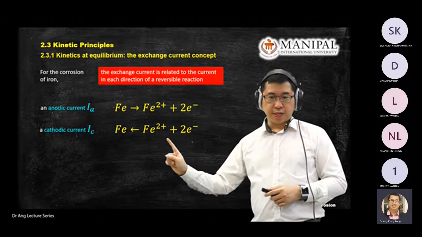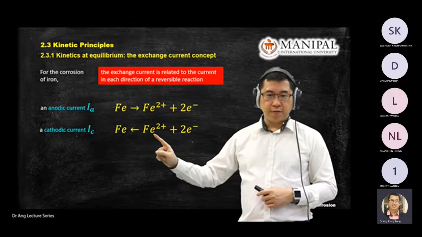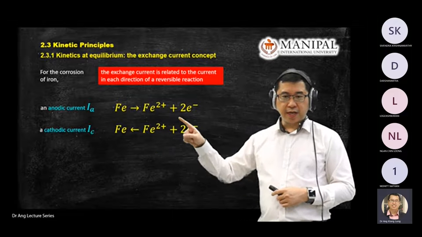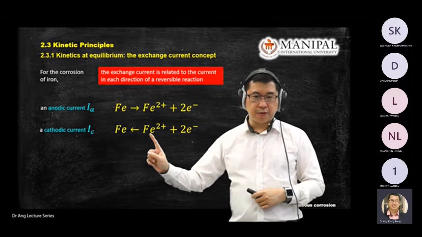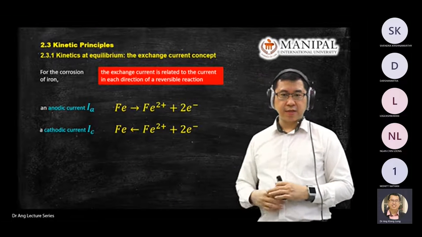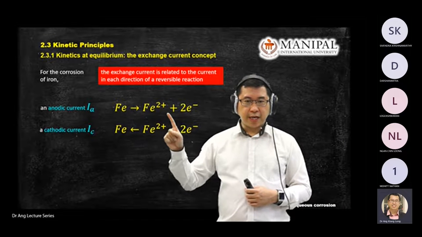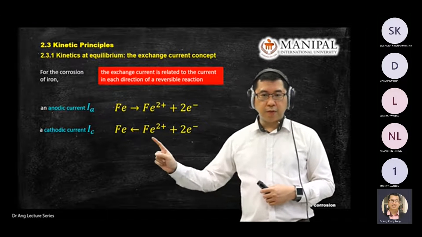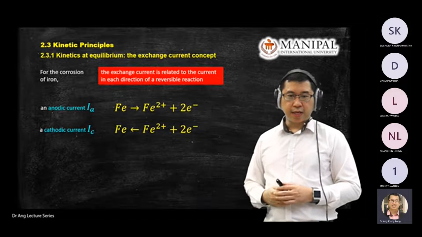So if this process reverses back, right? If in the solution you have the iron 2+ ion combining with the negative charge, it will form back and become iron. When you reverse this process, it becomes cathodic current. We label it as IC. So again, when your element breaks into charges, it will create anodic current. When you combine charges, you get a product, and you get a cathodic current.